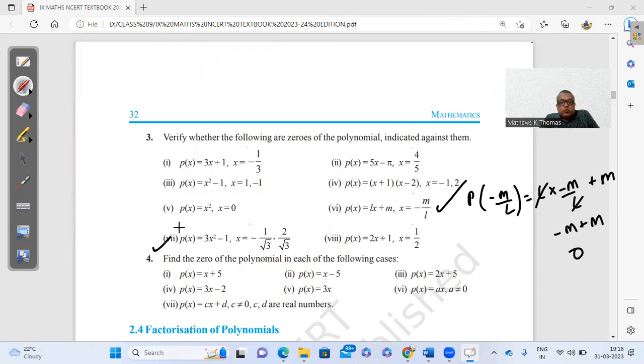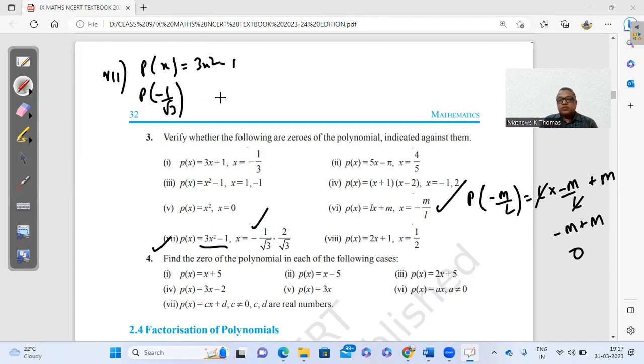Right. So we move on to the seventh part now. Seventh part, P(x) is 3x squared minus 1. X is given as minus 1 by root 3 and 2 by root 3. So P(x) is 3x squared minus 1. The first value of x is given as minus 1 by root 3. What is x? Minus 1 by root 3.